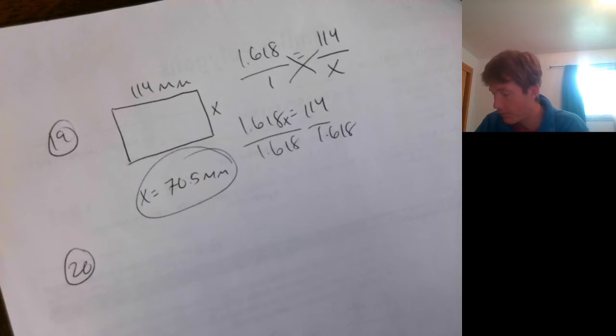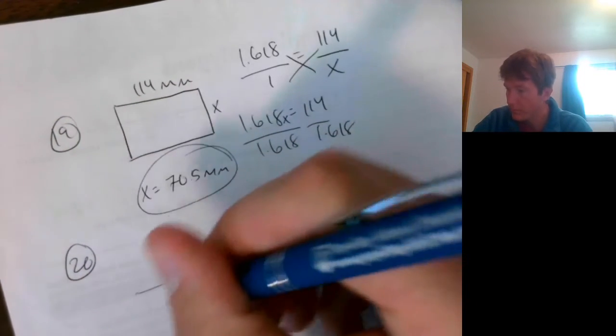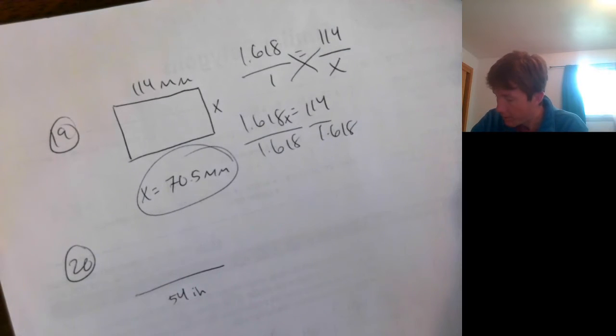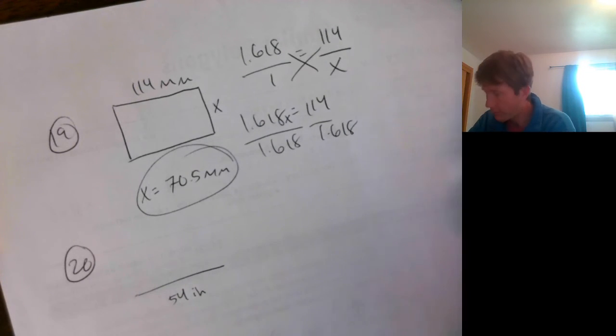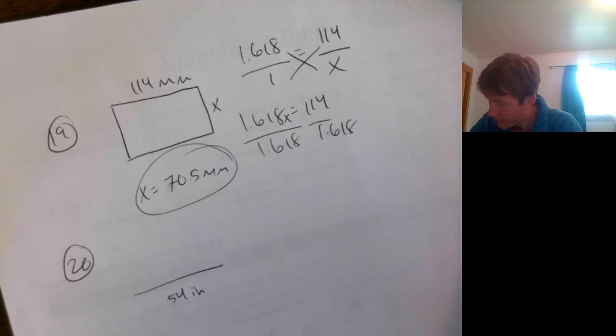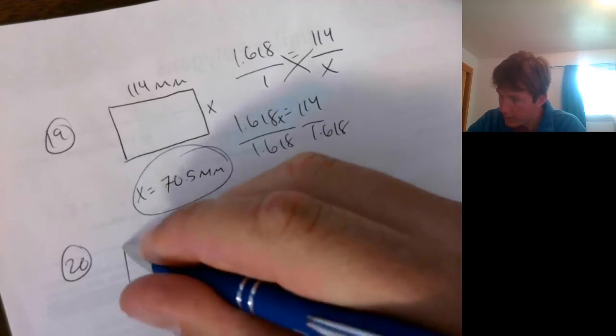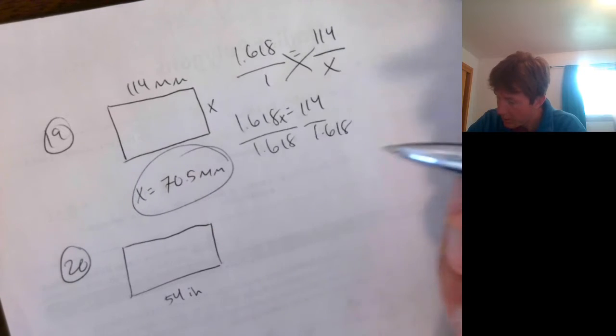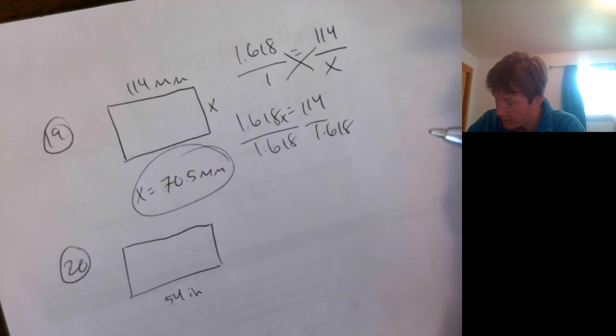Number 20. You want a banner you are creating from one piece of cloth to be a golden rectangle. The cloth will be cut from a bolt that is 54 inches wide. What are the dimensions of the largest banner that you can make? Okay, so you want the banner probably cut from a bolt that is 54 inches wide. What are the dimensions of the largest banner you can make? One piece of cloth, be a golden rectangle. Dimensions of the largest banner that you can make.